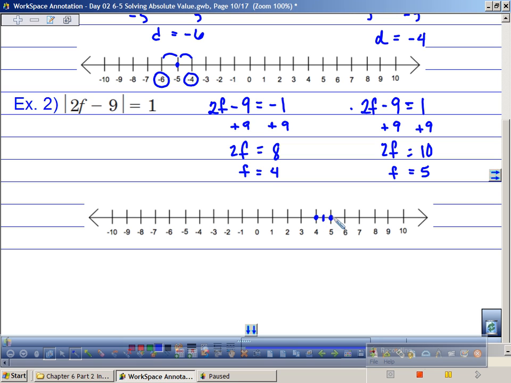Measure the distance from 4.5 to 5. How much is the distance from 4.5 to 5? 0.5, but this says 1. Anybody see the connection? If the distance between 2s and 9 is 1, isn't the distance between s and 4.5 half of that?